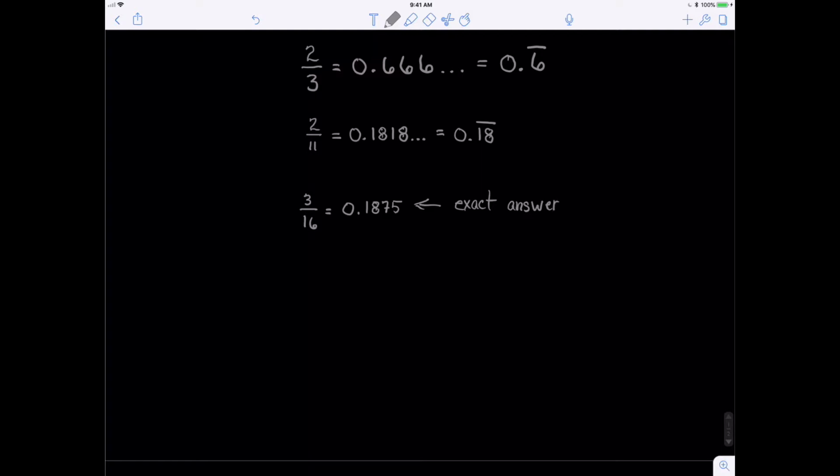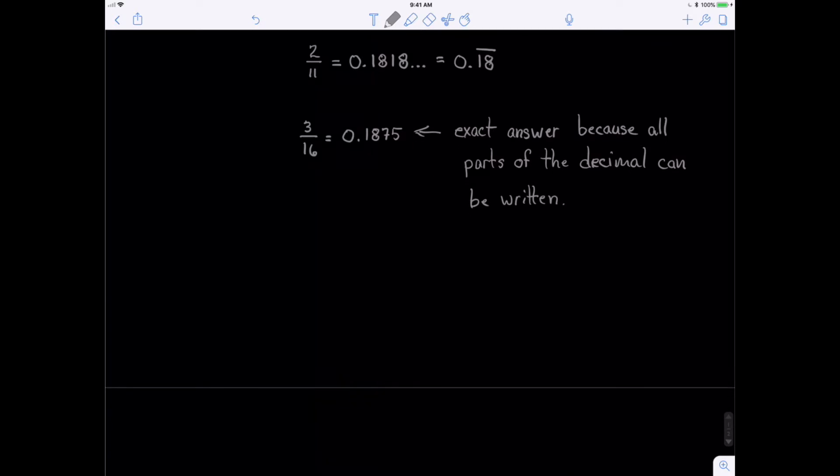And the reason is because you can write all of the decimals that make up the number. Exact answer because all parts of the decimal can be written. Now, but sometimes that is not the case. So that brings us to what we call rounding.